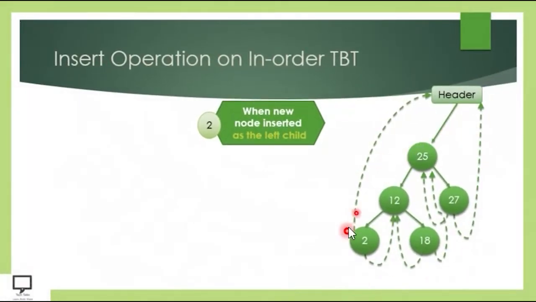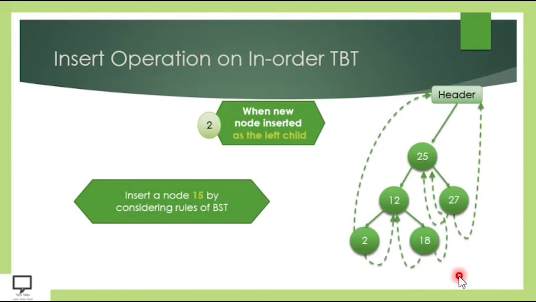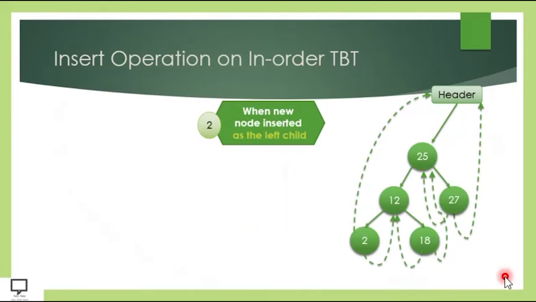So here we have a threaded binary tree, and if I want to insert a new node, let's consider this is the new node 15, where it will get inserted by considering the rules of binary search tree. It will get inserted as a left child of 18. So here we are focusing on a left child. Let's consider what changes we have to do over here. So here we are going to insert 15 as a left child.